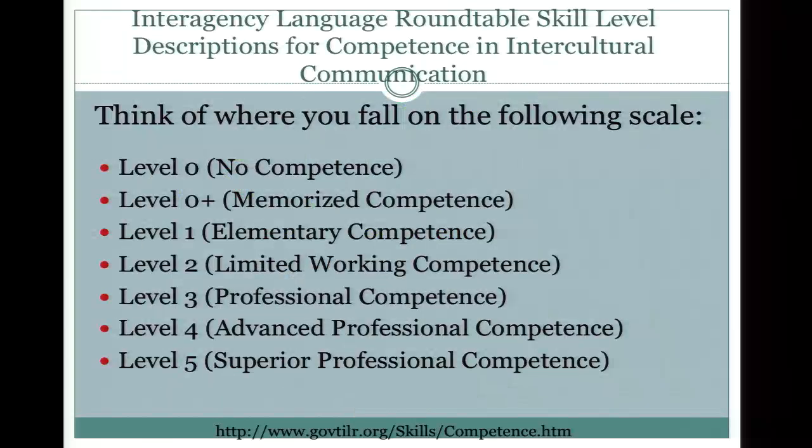So I know you're all familiar with the ILR scale for competence. Think about where you fall on this scale and think of how it relates to intercultural communication.